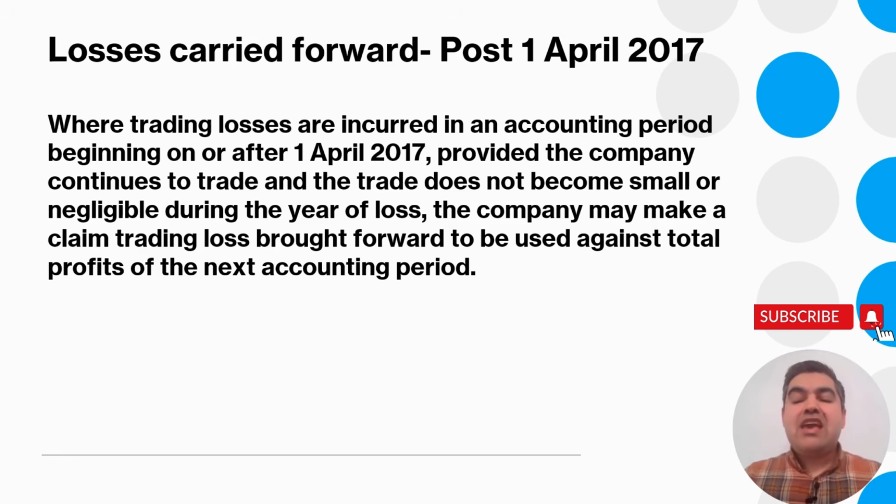Remember, if the losses arise before 1st April 2017, they can be carried forward and set against the trading profit of the same trade. This restriction does not apply if the losses arise in an accounting period after 1st April 2017. They can be carried forward and set against the total profit. I mean, you can set them against capital gains, any interest income, property income, and trading income as well. So there is no restriction on the losses post April 2017.